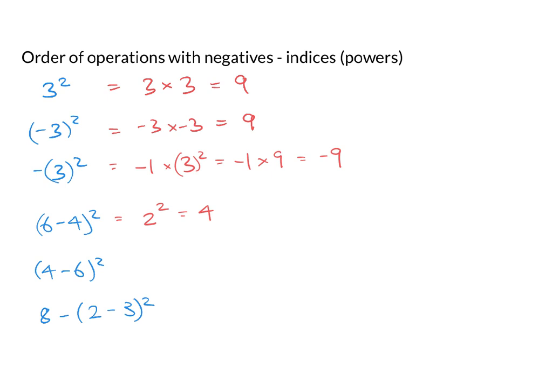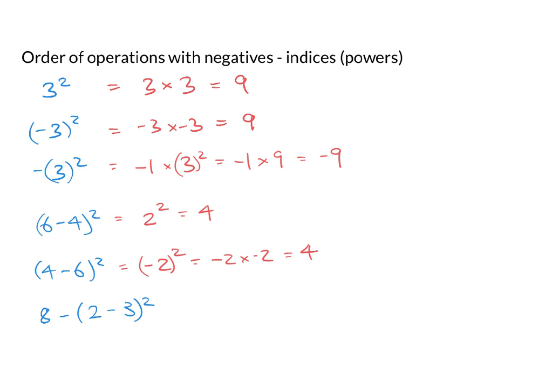The one below it, we have 4 take away 6. Well, 4 take away 6 is negative 2. And negative 2 squared, that's the whole of negative 2 squared, is negative 2, the bracket, multiplied by negative 2, the bracket. Negative times negative is positive. 2 times 2 is 4. So my answer is 4.